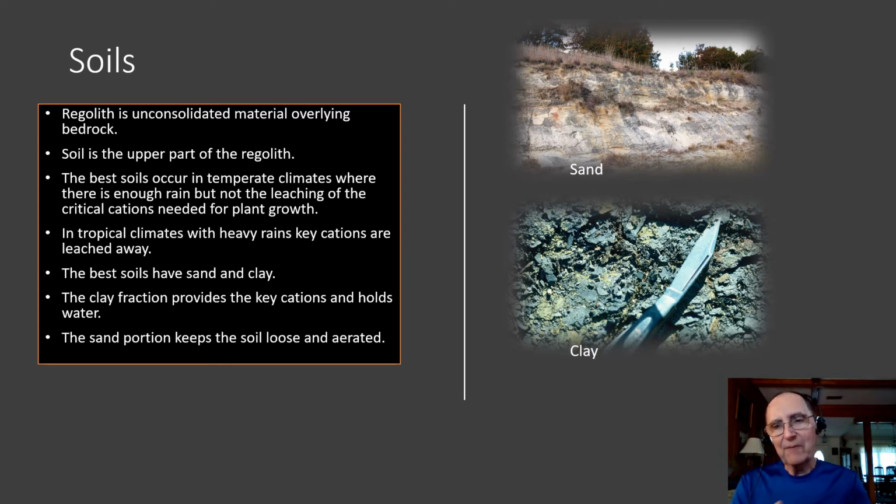Best soils tend to have both sand and clay. The clay fraction provides the key cations and holds water that is necessary for plant growth. The sand portion keeps the soil loose and oxygenated.